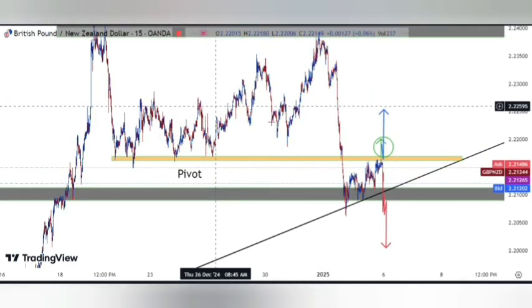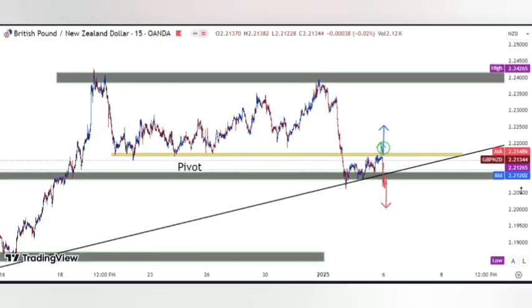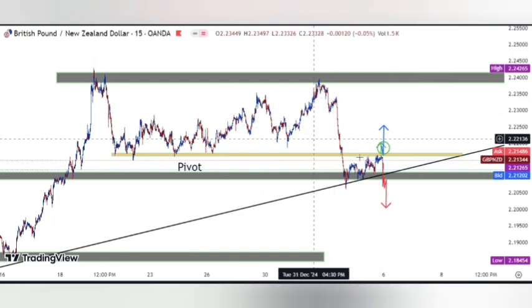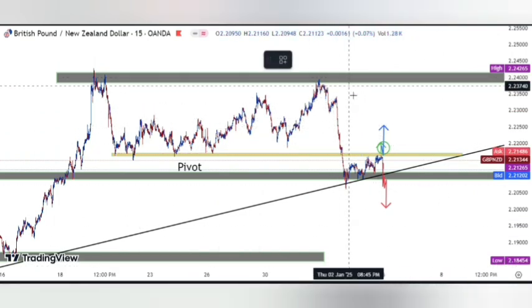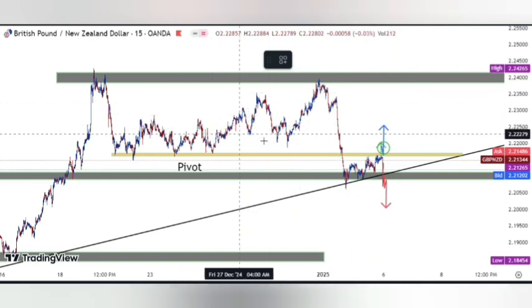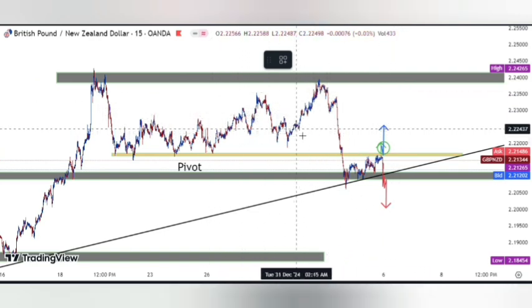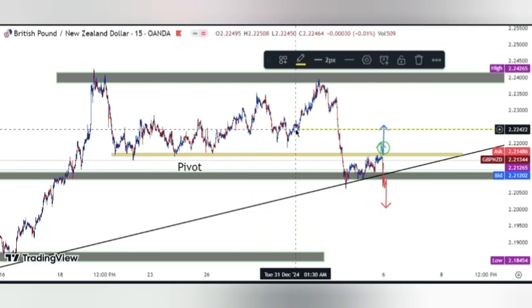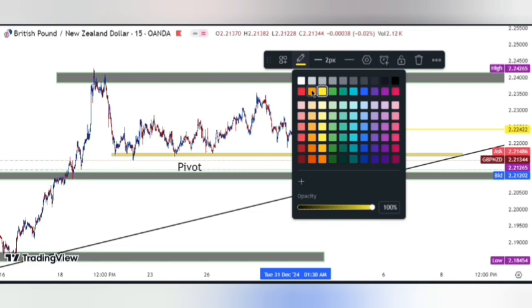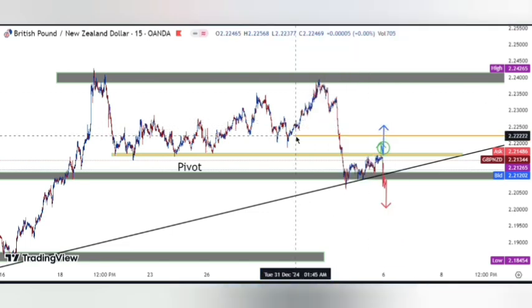When you are going to buy, your target is your next area of value. What's the next area of value in the 15 minutes time frame? When you are going up, the next area of value would be at these levels here. This is the first one you target here. Let me change that to orange. So this would be your first target.